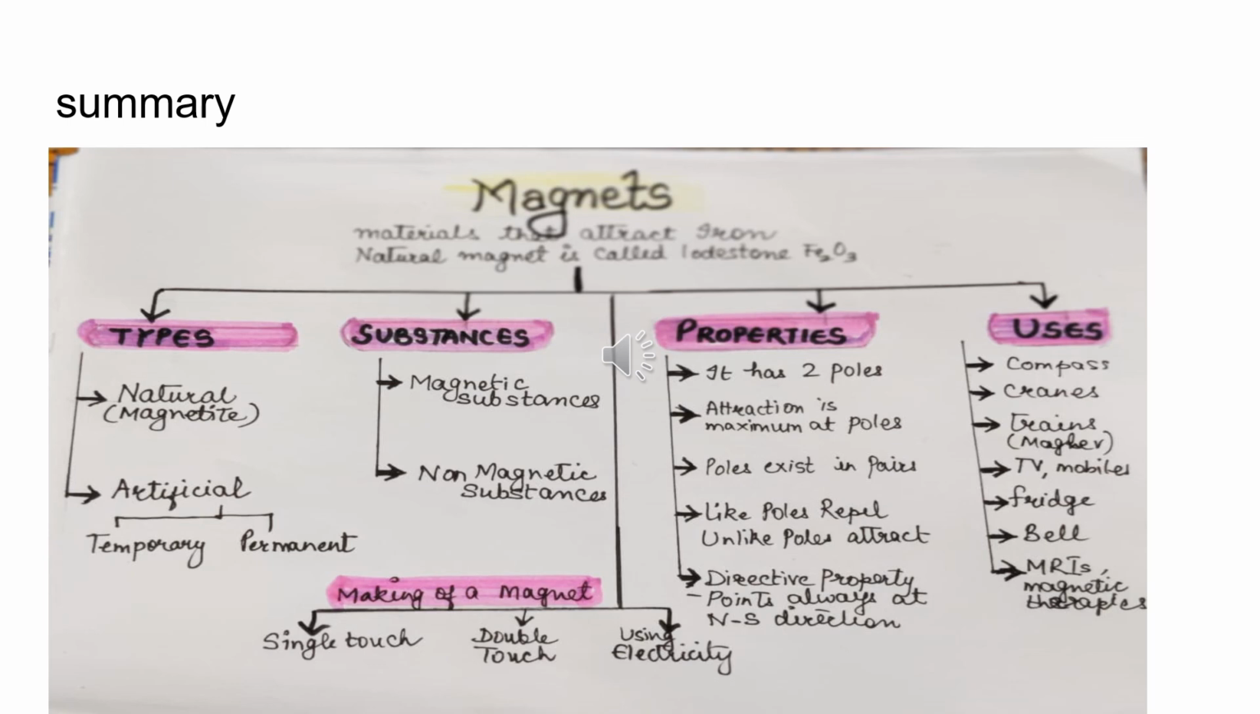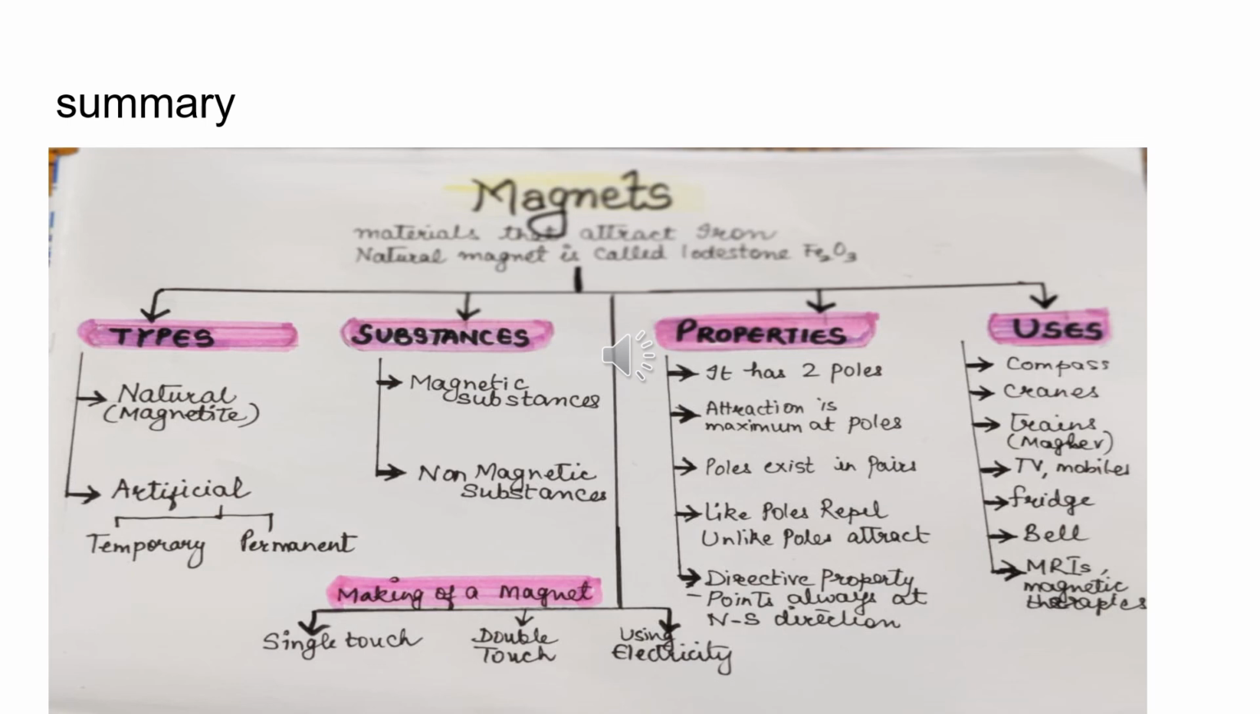Uses, lot of uses are there. I have just highlighted a few. You go and check out your surroundings. Where else you can see the magnet? The compass, most commonly used. Compass in cranes, trains and TVs, fridges and bells, electric bells are there. Because here we are using the electricity to make a magnet, which you will study in 7th standard, electromagnet. And then MRIs, magnetic therapies are there. I have seen a lot of people going for these magnetic therapies to relieve them from the pain. So a lot of things, you just go and inquire into your surroundings.